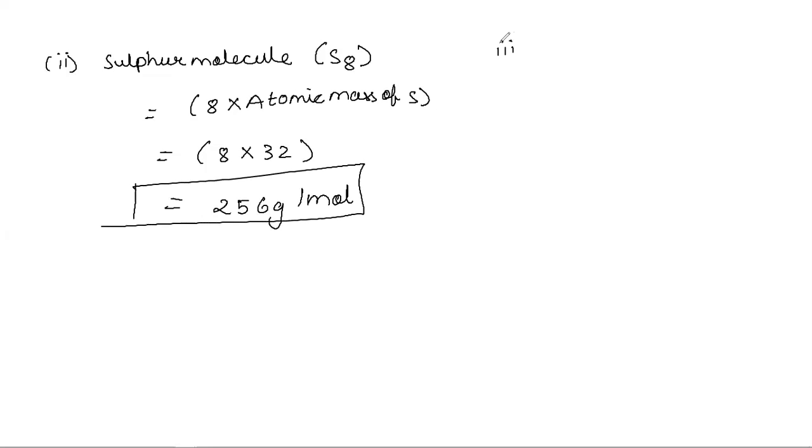So you will try for P4, HCl and HNO3 as your homework. This you have to try. Okay. Now, next we are going to see is gram molecular mass.